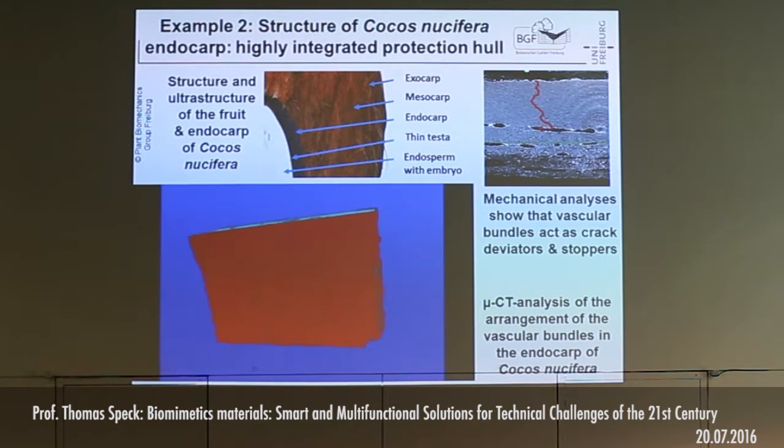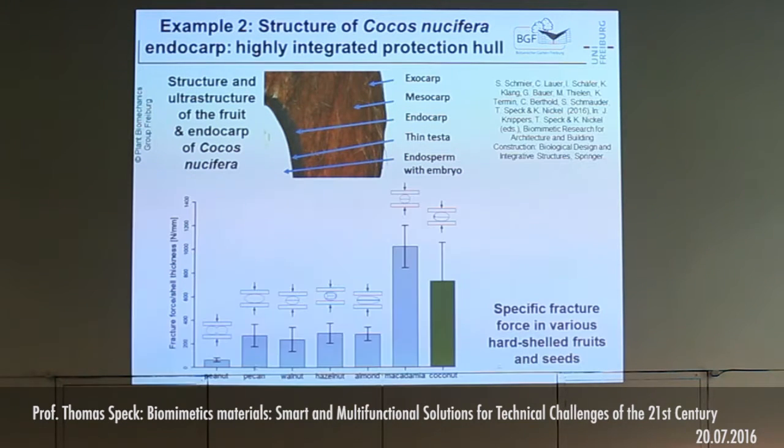You see it nicely here in this picture. You see here a crack coming in. This is a cross-section, through here. You see the crack coming in, and as soon as it meets one of these bundles, it runs with the bundles and is deflected in parallel with the surface and never splits the endocarp open. So you have a pretty good lightweight crack stopper in the coconut.